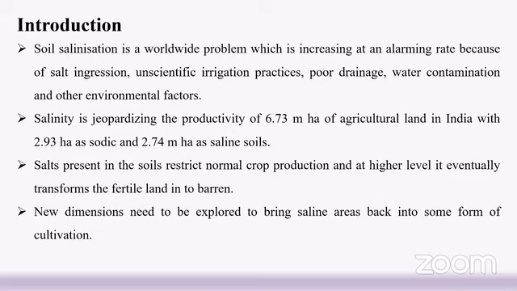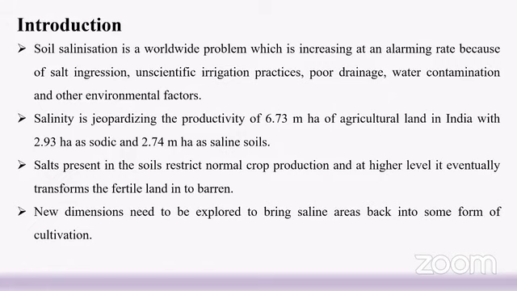So let me classify the sodic and saline lands. In the sodic lands, the sodium ion content is on the higher side in the soil. But in the saline land, the sodium chloride content is on the higher side. The salt concentration is on the higher side in the soil. So this is the difference between the sodic land and saline lands.